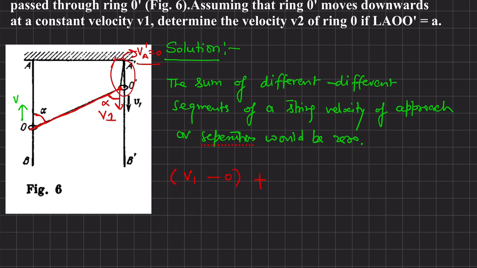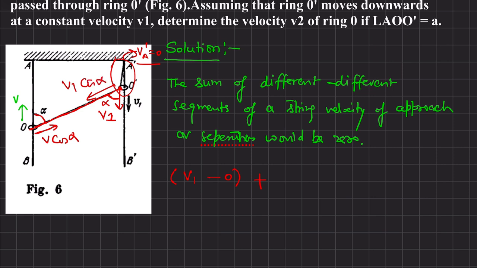This will be alpha only. Now if you see, because it is going up, the component of this one along the string will be v cos alpha. And this v1, because it is going down, this component will also be v1 cos alpha.